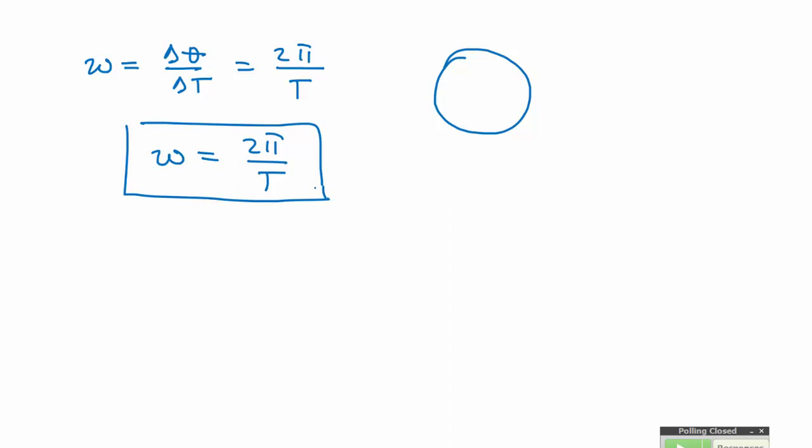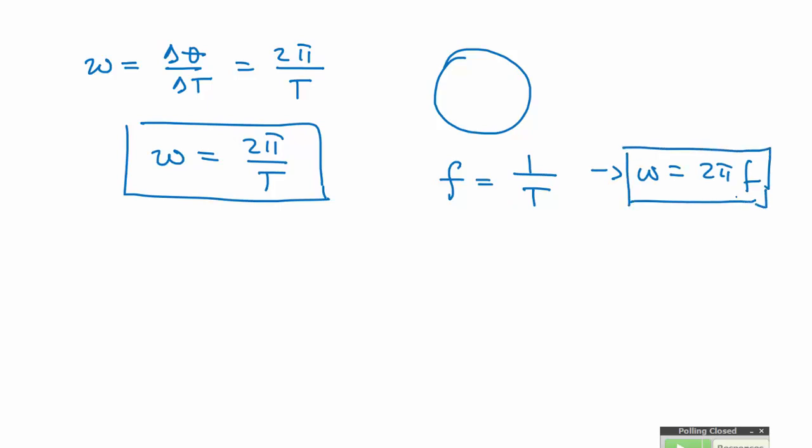But the number of times you go around the circle per what? Per second is what we call the frequency. And the frequency has an interesting relationship with the period. T is equal to 1 over f, which means that omega is 2 pi f, where f is the frequency, not the angular frequency. Omega is sometimes known as the angular frequency because of this formula, and f is just the frequency.